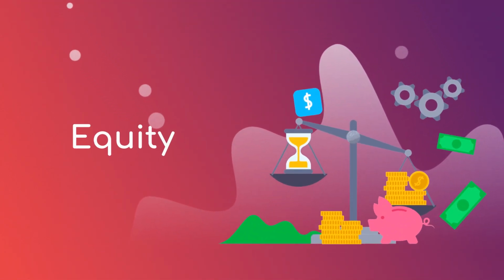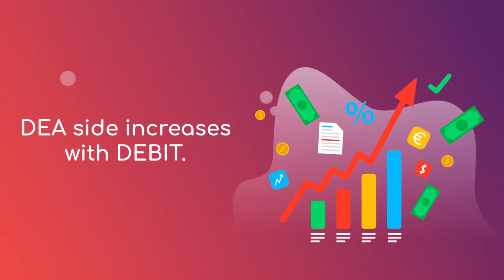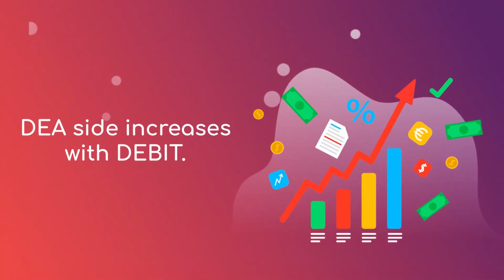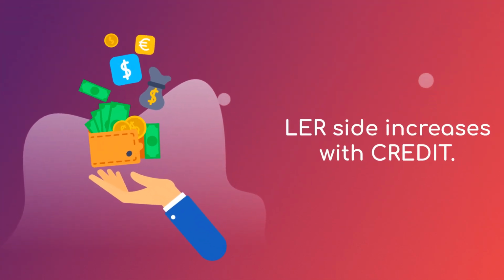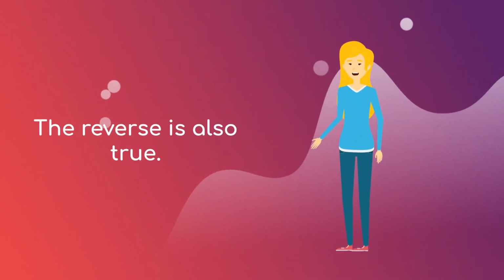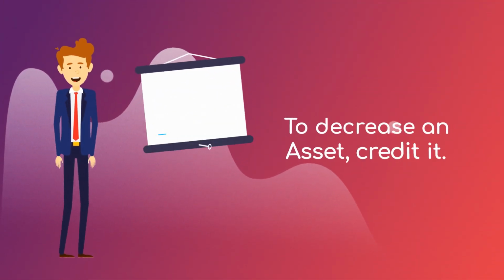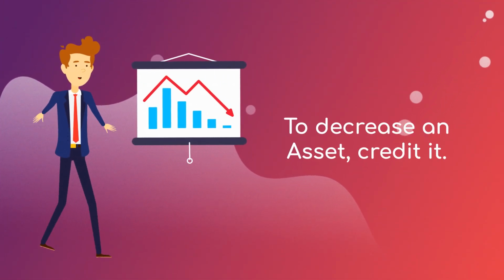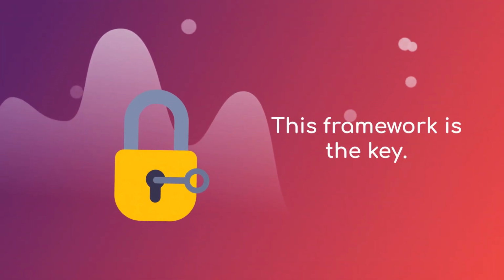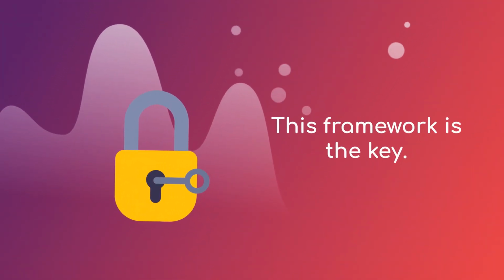Here is the golden rule. Any account on the DEA side, dividends, expenses, and assets, increases with a debit, the left side entry. And any account on the LER side, liabilities, equity, and revenue, increases with a credit, the right side entry. Naturally, the reverse is also true. To decrease an asset, you credit it. To decrease a liability, you debit it. This framework is the entire key.